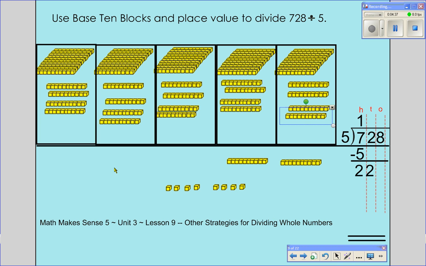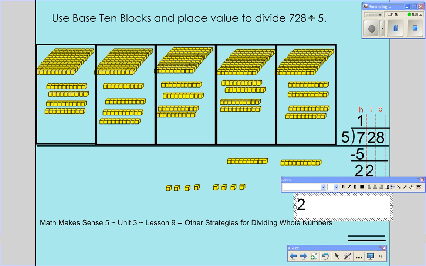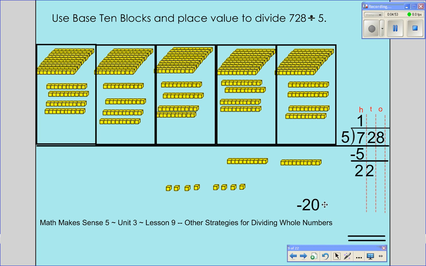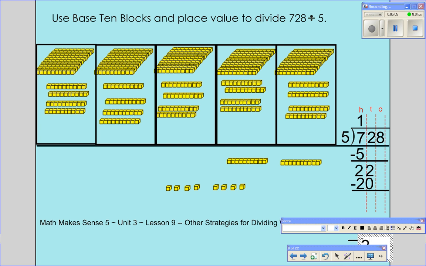But let's see, what did I take from here to put up here? I took 20. So let's make sure we show that we took 20 away. Better make sure I get that take away sign. I took 20. Let's put that in. And what did that leave me with? It left me with these two groups of 10, didn't it? So let's put that down. Here's my 2. Here's where I record that. I still got two groups of 10 to divide up.